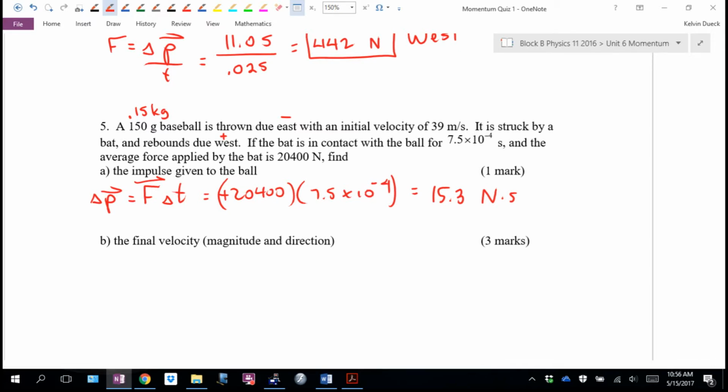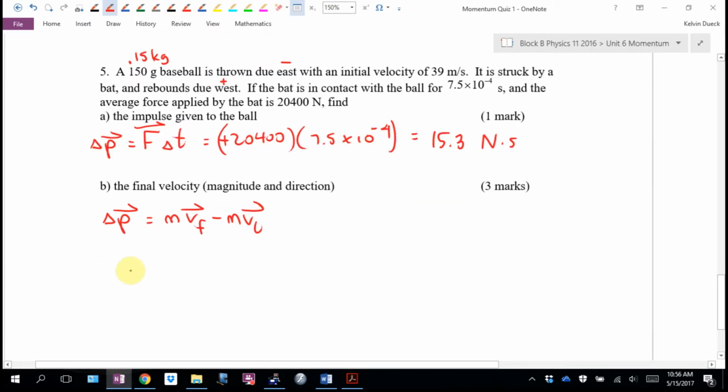Find v final, 3 marks. I think I'm going to use the idea that impulse equals mv final minus mv initial. They want me to get v final by itself. The first thing I would do is the delta p will drop down like a domino, and I'll add mv initial over. That would give me mv final. I think I'll divide by m.